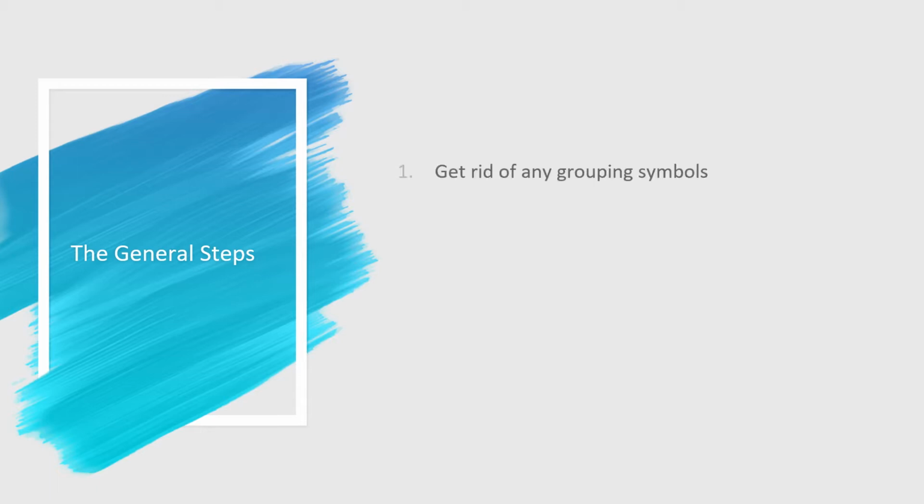The first step is just to get rid of any grouping symbols, so any parentheses or brackets, and we would do this by distributing. The second step is to combine any like terms. So after you distribute, you may need to simplify one of the sides a little bit before we continue.